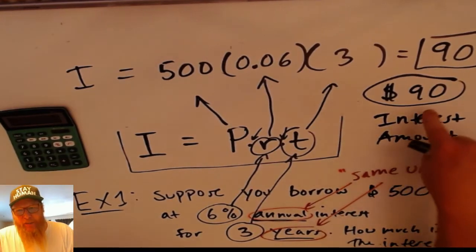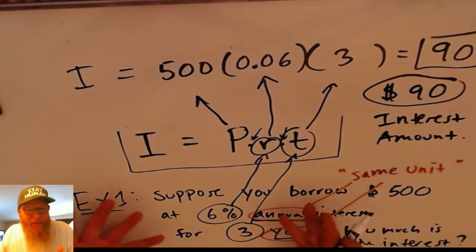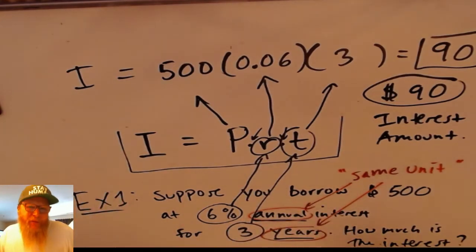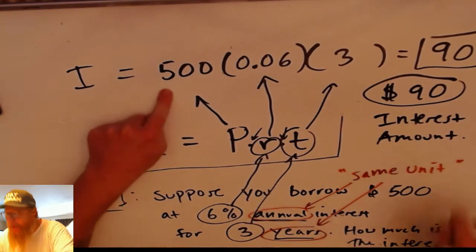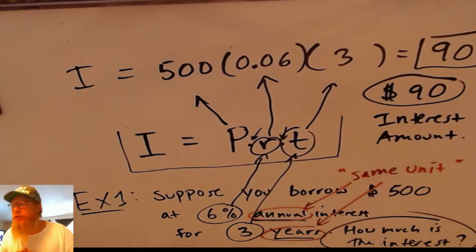Now remember, that's just the amount of interest, right? That's just the amount of interest. That's not the total amount. The total amount is actually $590, but this question is just asking for how much interest is paid.